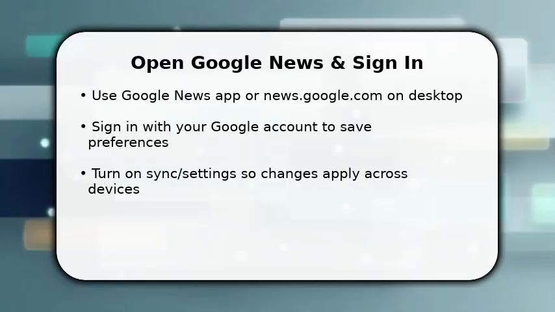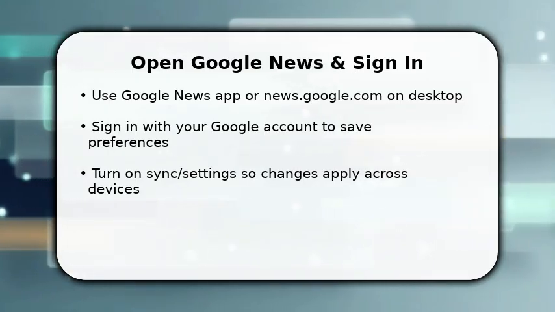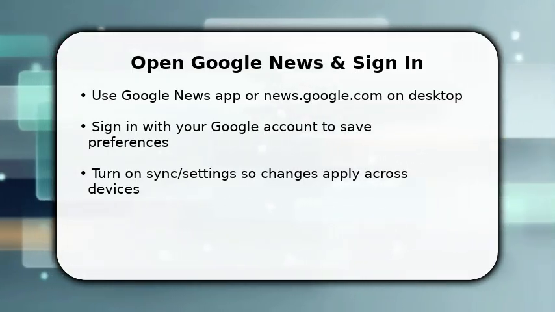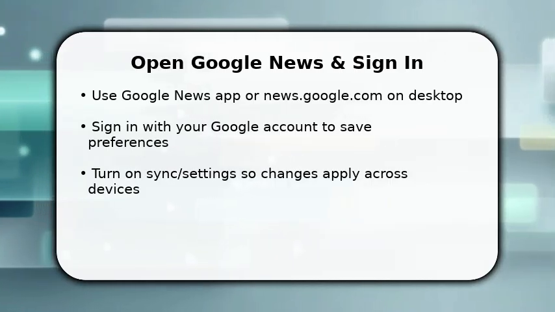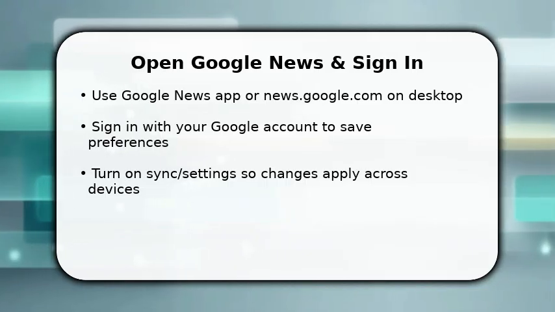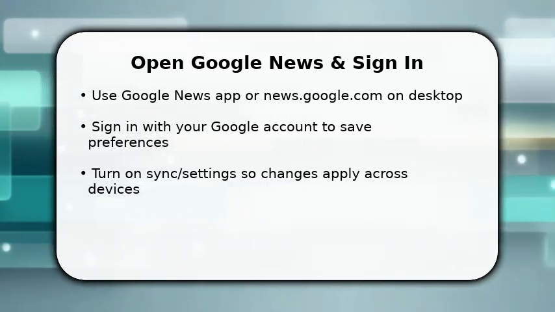Enjoy the video. You start by opening Google News and signing into the correct account. This ensures your changes persist. Once signed in, tap or click the profile icon to reach settings quickly. You want personalization active because that enables topic and source adjustments. Make sure sync is on if you use multiple devices, and consider enabling location so local stories appear.